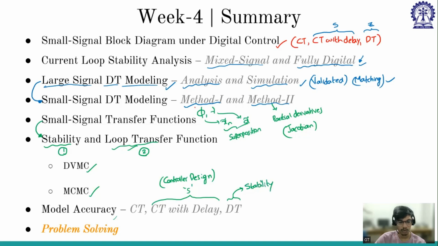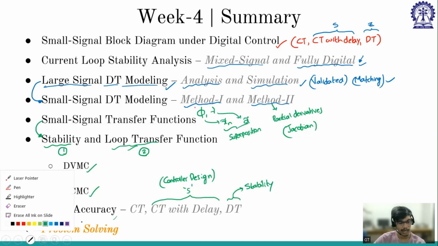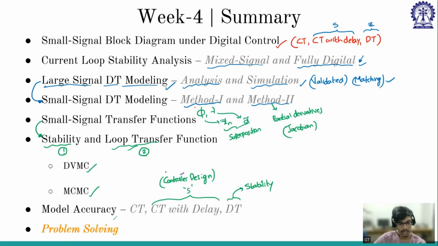So continuous time with delay is easy for us to design the controller, everything. So this is only for controller design and not stability. For stability, you cannot use this model because it will fail to give the stability information. And discrete time will be used for stability, and it would be difficult for us to design the controller using this.